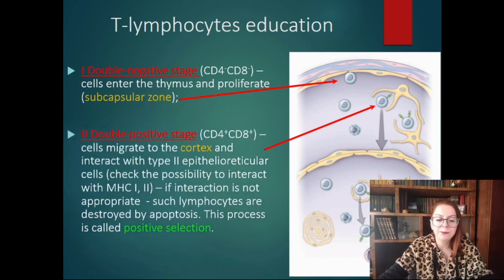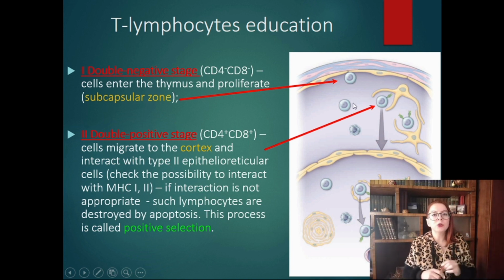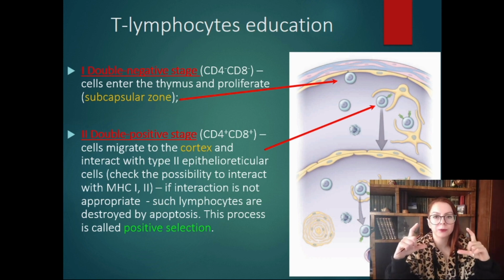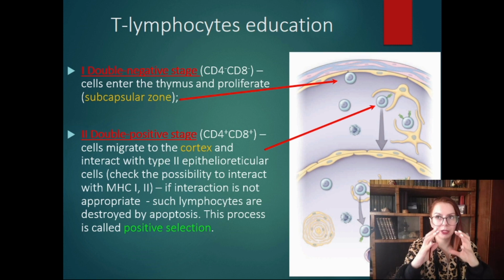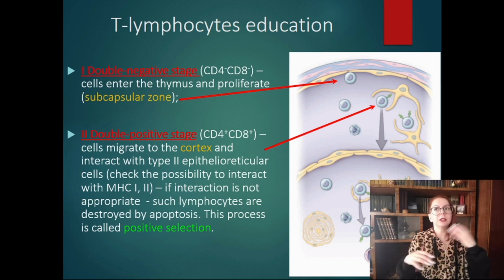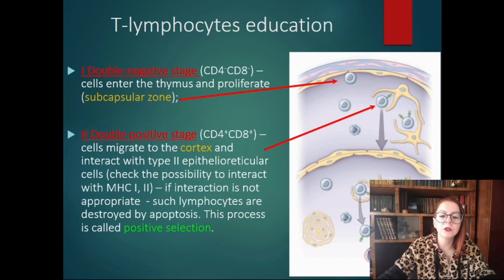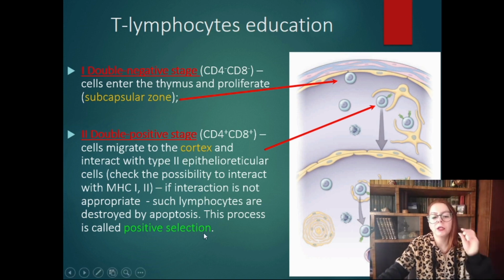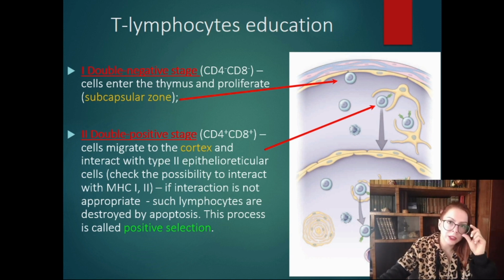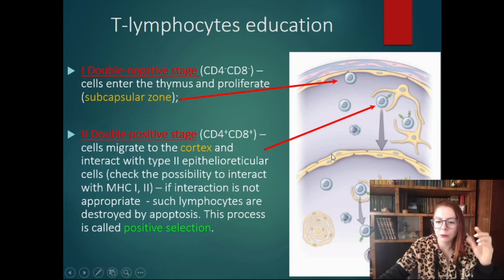After that, the second stage is called double positive, because every cell descending to the cortex starts to expose both receptors, helper CD4 and killer CD8. So at this stage of their development, they are killers and helpers at the same time. And in the cortex, the positive selection takes place. This is the key event in the selection of T cells, and that's what you have to comprehend.